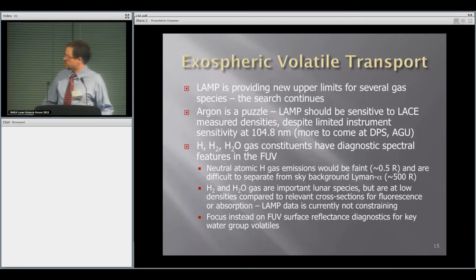So instead, when it comes to these water group volatiles, we will focus on the surface reflectance measurements that we do produce with LAMP and that do produce useful results. So I'll move on and talk about that some.